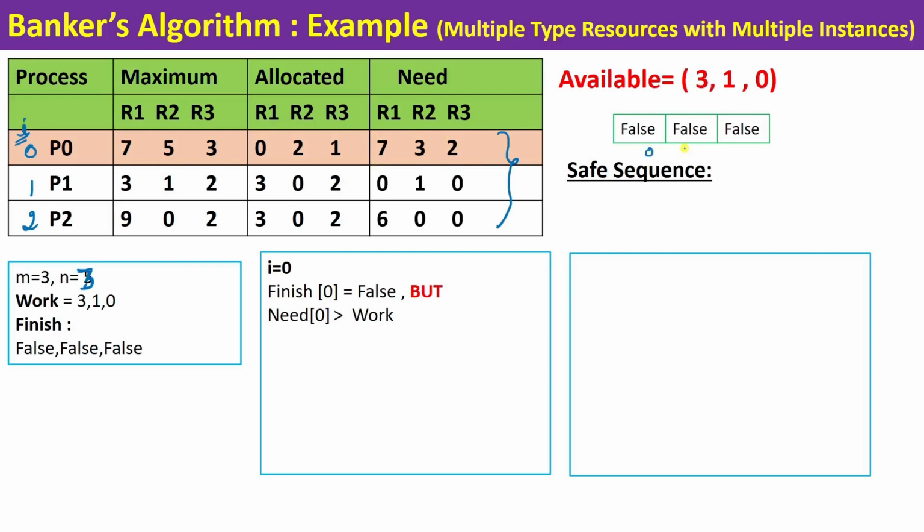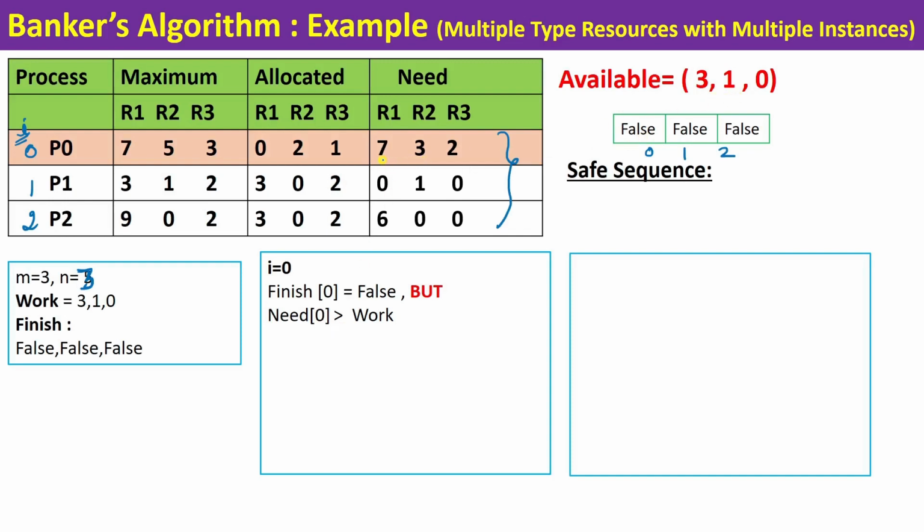So here you can see this is our finish array, and currently it is false. This is the same finish array, so finish of 0 is false. That means this is not finished as of now. So let's see whether this need is less than your available number of resources in your system.